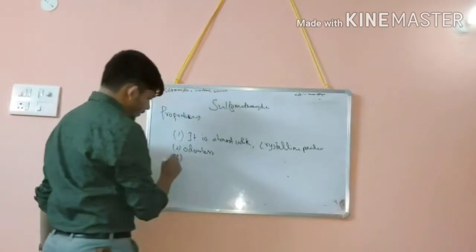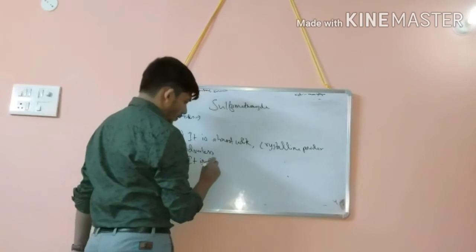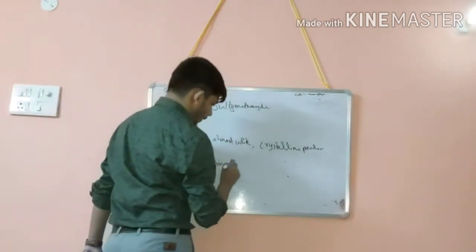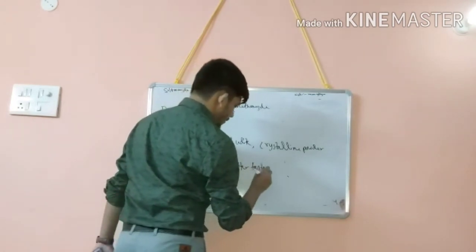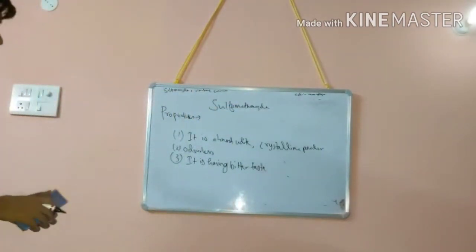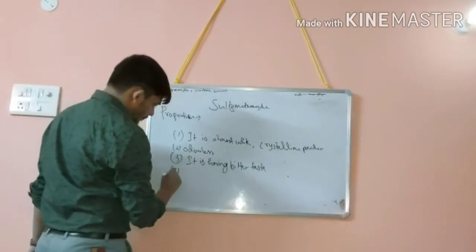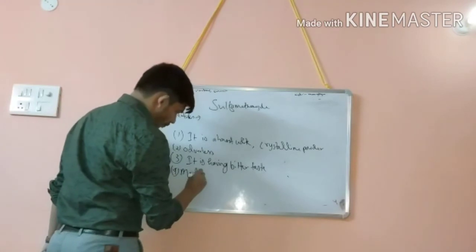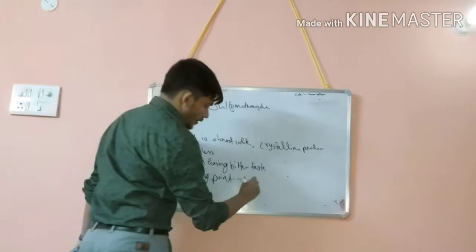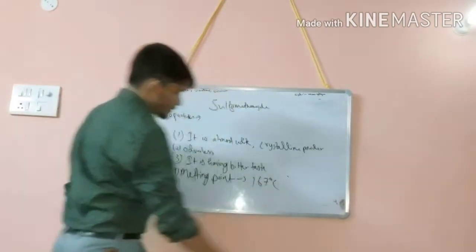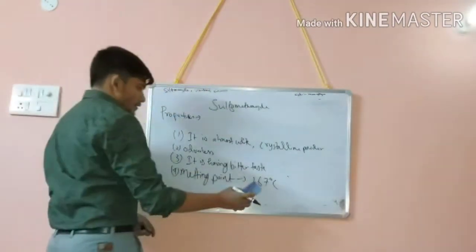Then third, it is having a bitter taste. So it is having somewhat of a bitter taste. Next, melting point. It is having a sharp melting point. It melts at 167 degrees Celsius.